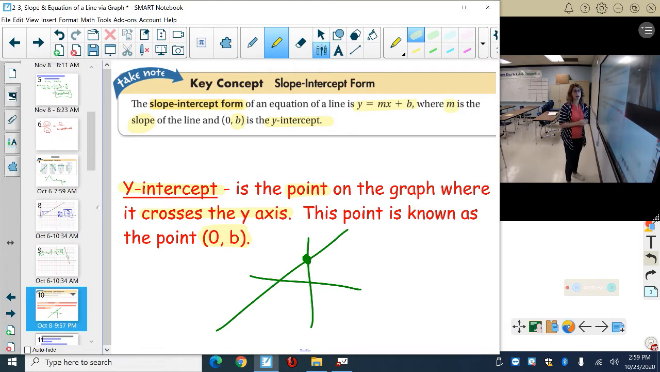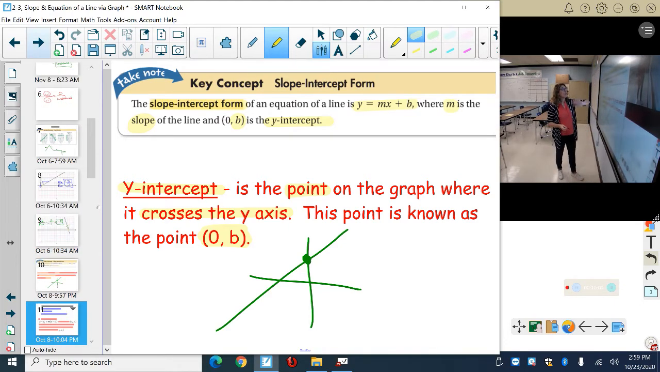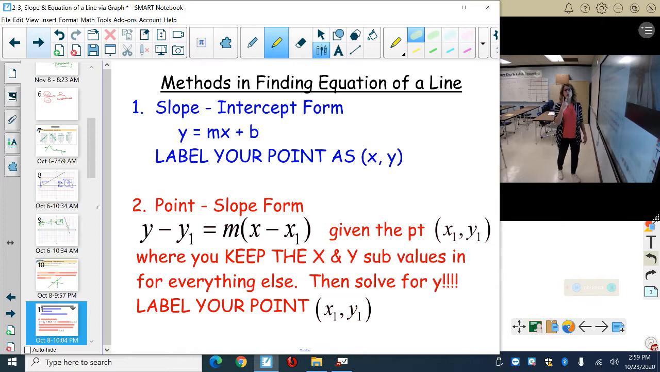That is going to be your y-intercept. With that being said, there are two methods to find the equation of the line. We have y equals mx plus b, which is what we are going to be using the majority of the time. And you are going to label your point as x, y. And then we have what we call point slope form, which is y minus y1 is equal to m times x minus x1. And you would label your point x1, y1.